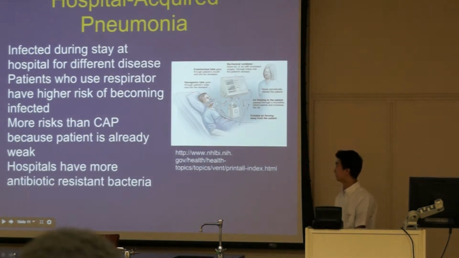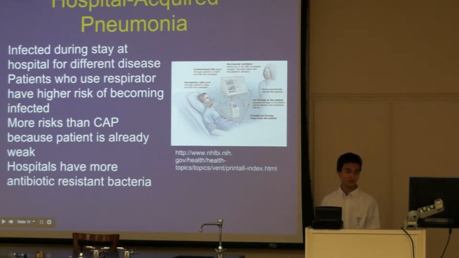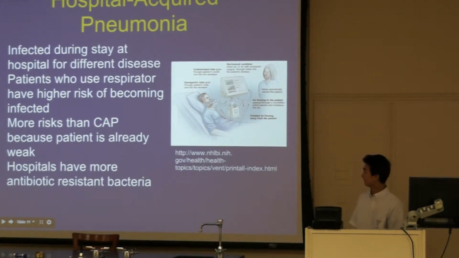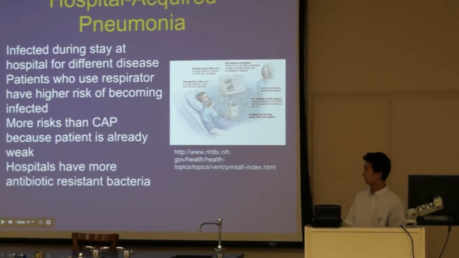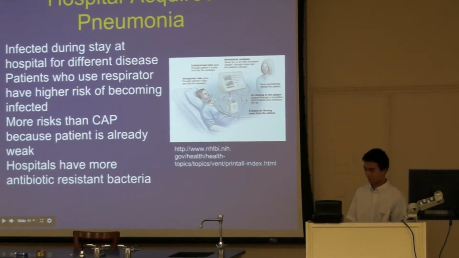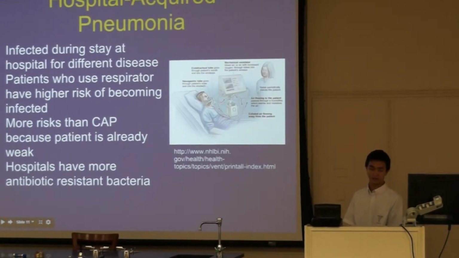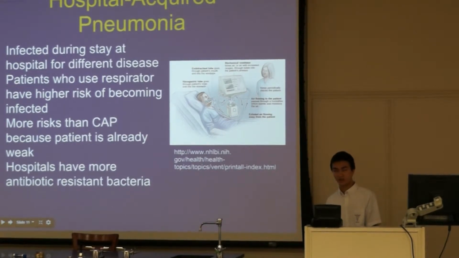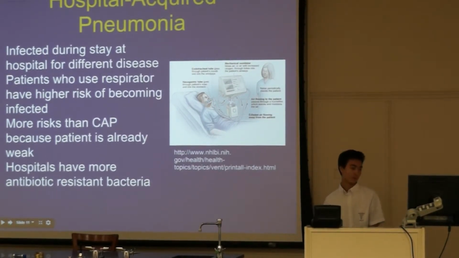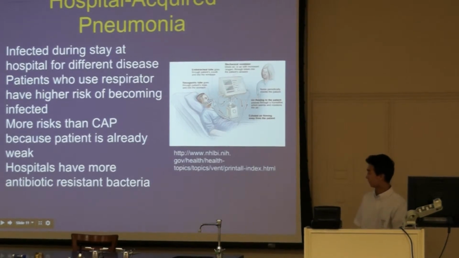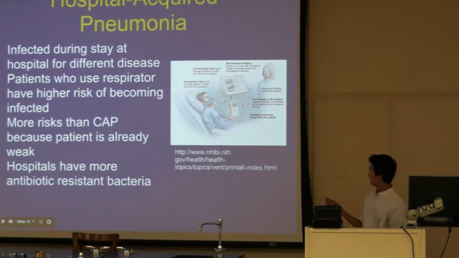Hospital-acquired pneumonia: the patients are infected during their stay in a hospital for another disease. They have a higher risk. Patients who use a respirator, which is a machine to aid the patient's breathing, have a higher risk of becoming infected. Hospital-acquired pneumonia has more risk than community-acquired pneumonia because the patient's immune system is already weak and it's harder for them to battle off germs. Also, hospitals have more antibiotic-resistant bacteria. This is a diagram of a patient that's hooked up to a respirator.